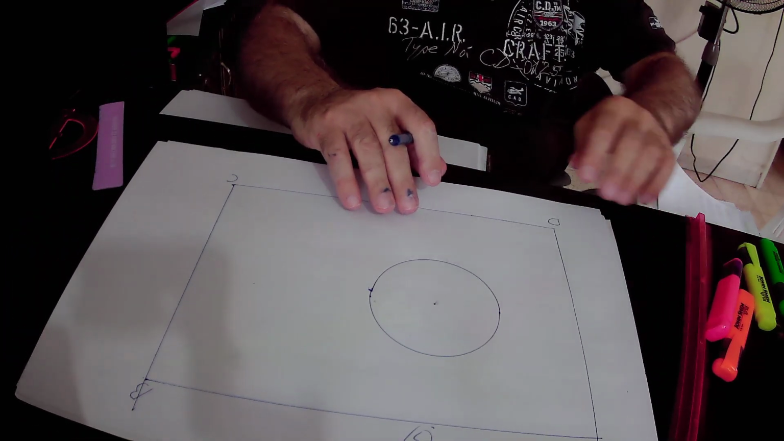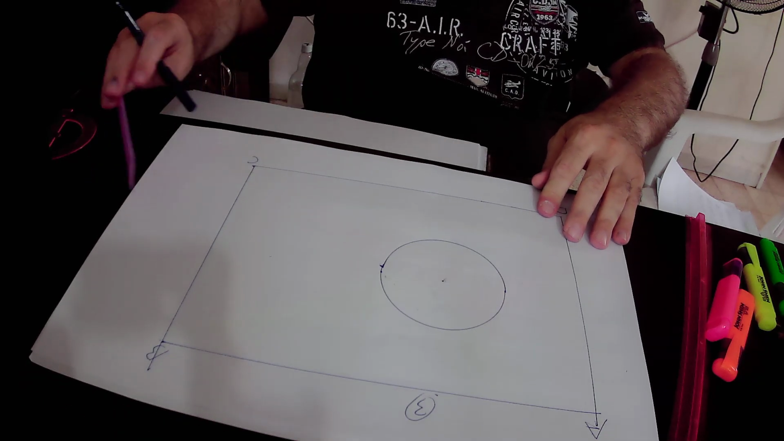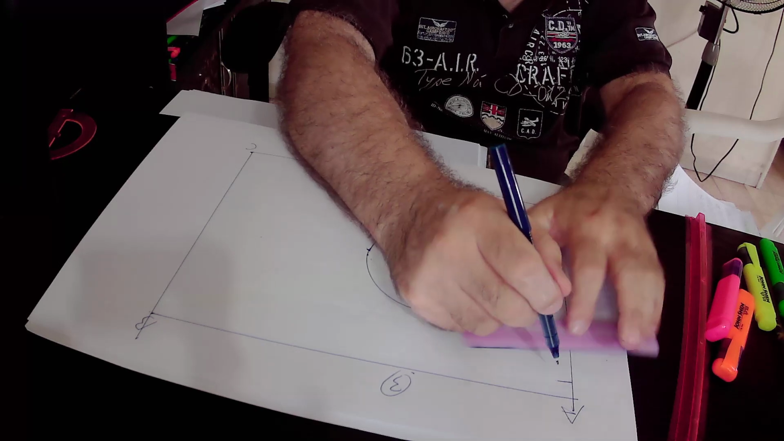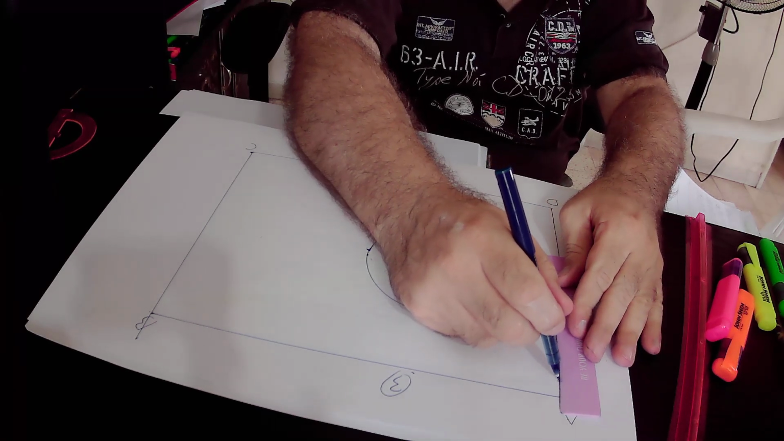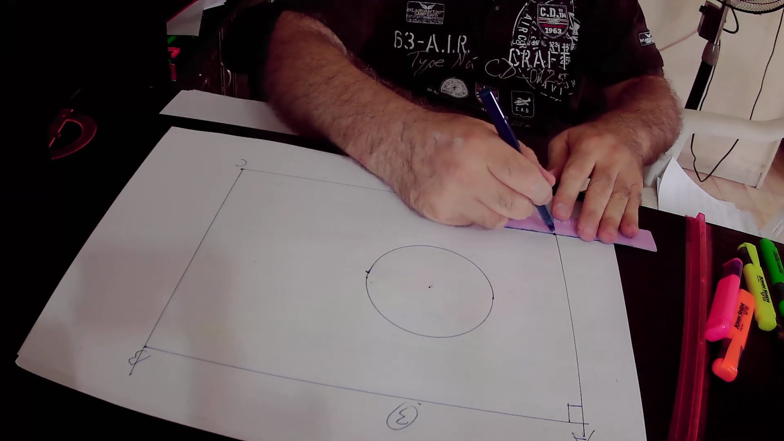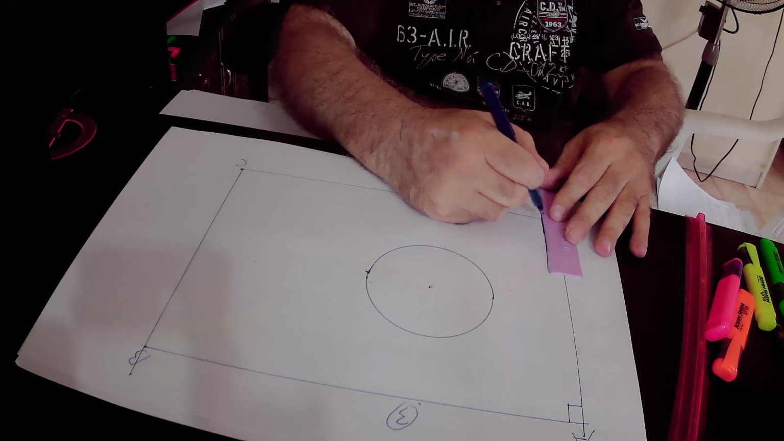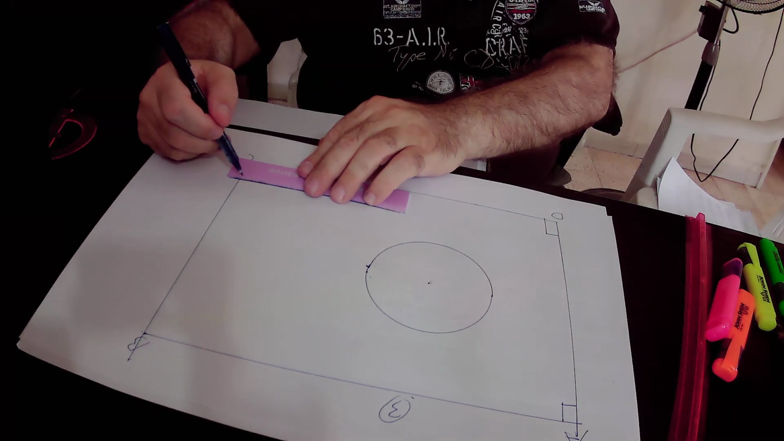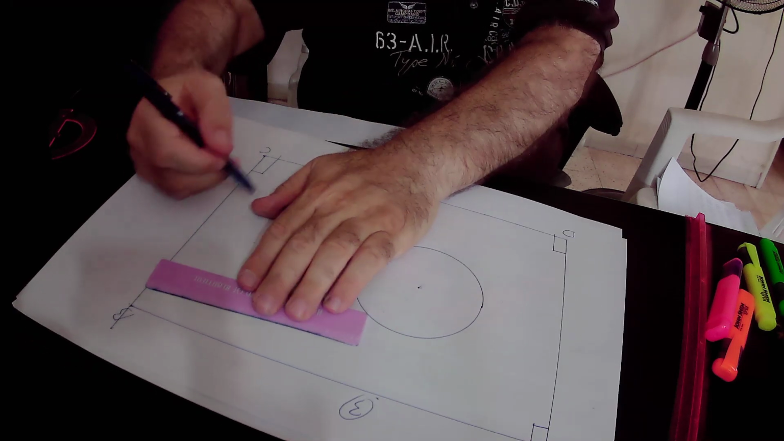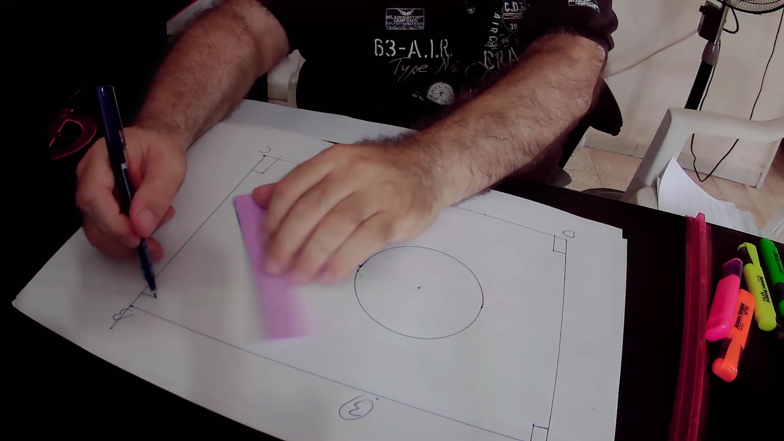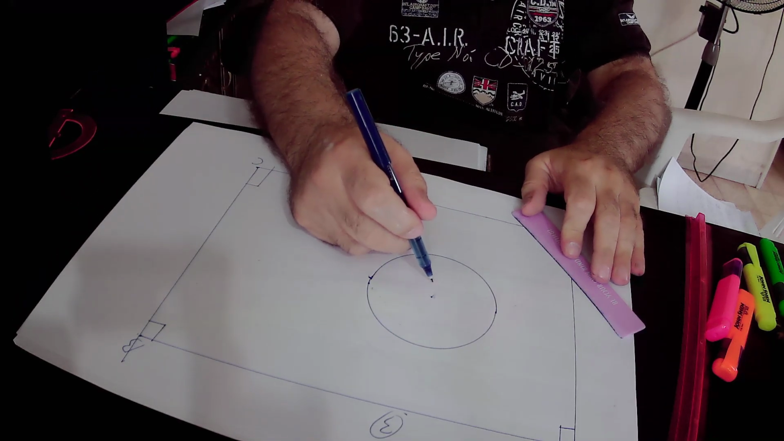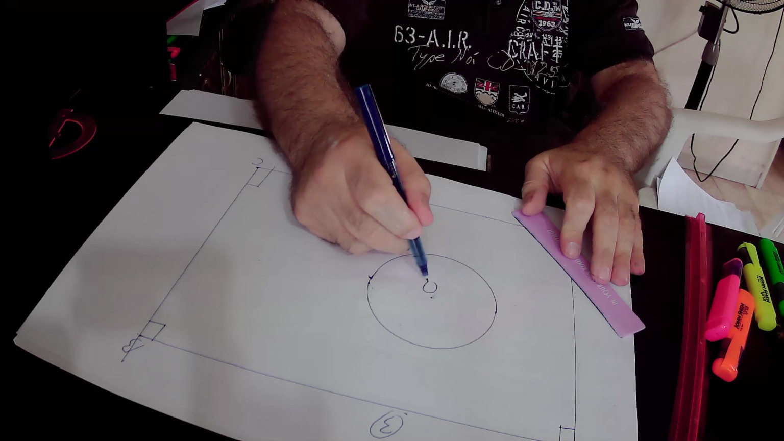We know that all the angles inside the rectangle are right angles, so this angle equals 90 degrees. This angle is also 90 degrees. This angle equals 90 degrees, and finally this angle is equal to 90 degrees. The center of this circle is at point O.